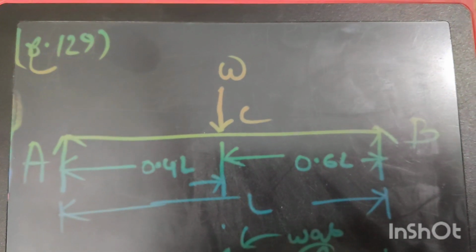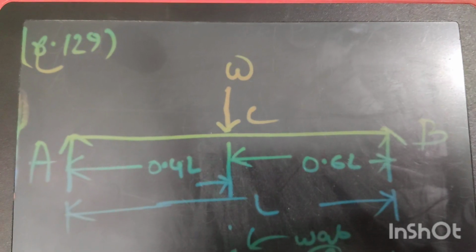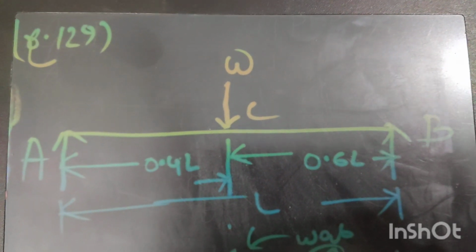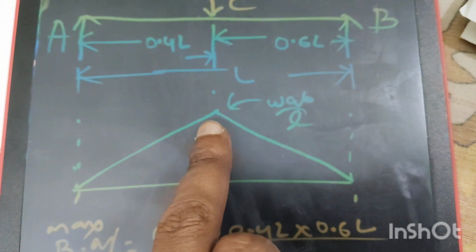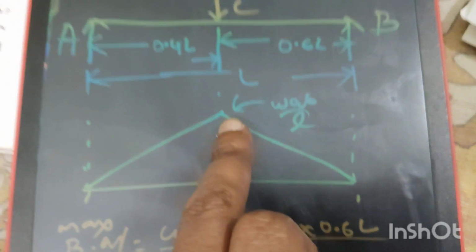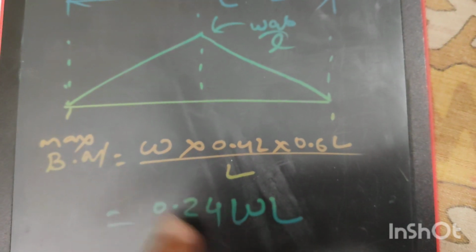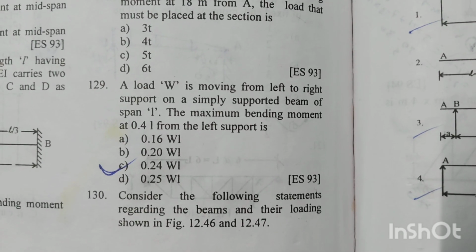At point C, the maximum bending moment will be W into A into B by L. A is equal to 0.4 L and B is equal to 0.6 L. The bending moment diagram will be triangular in shape. The maximum bending moment ordinate will be WAB by L at point C. And if we calculate, the maximum bending moment value will be 0.24 WL. Option C is the right answer.